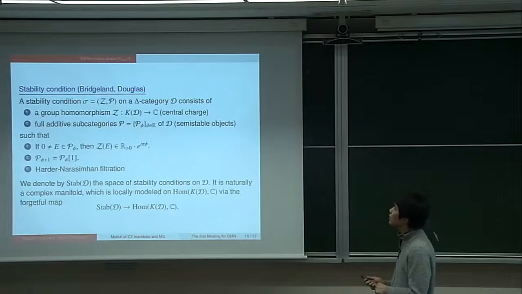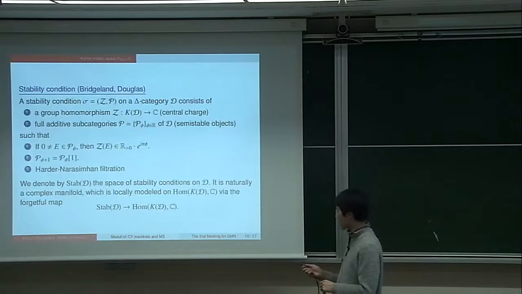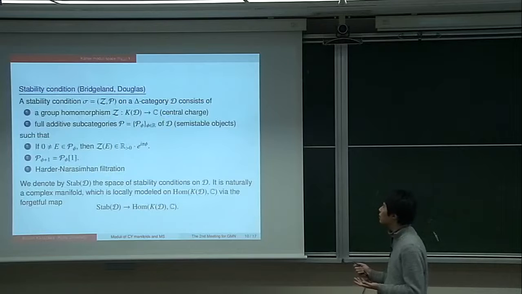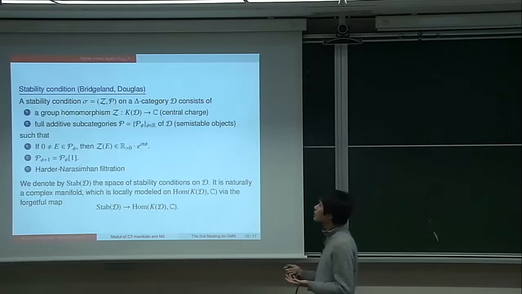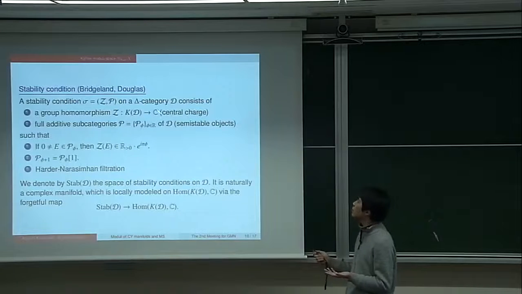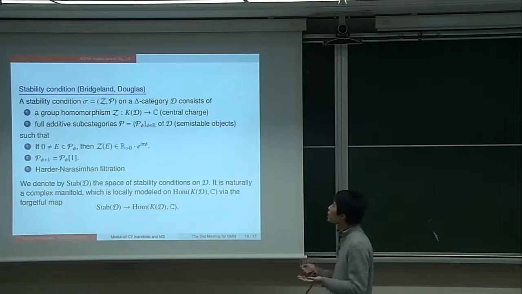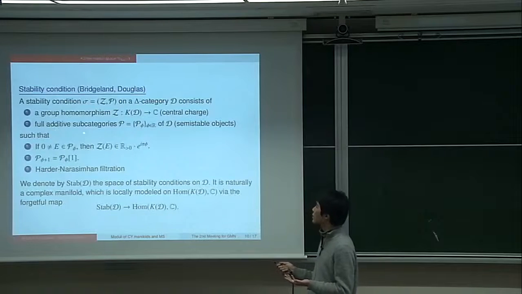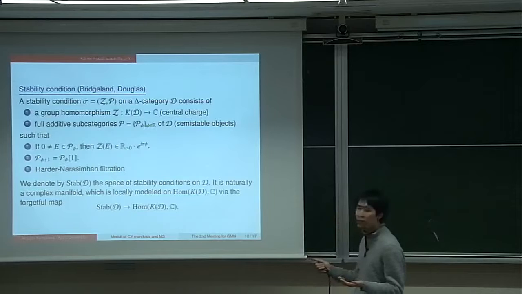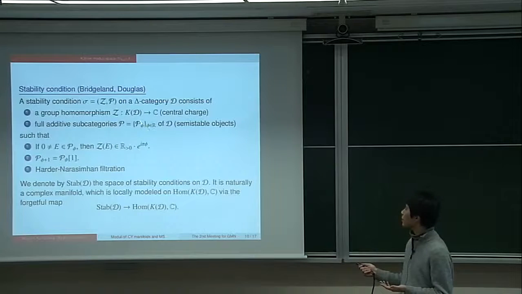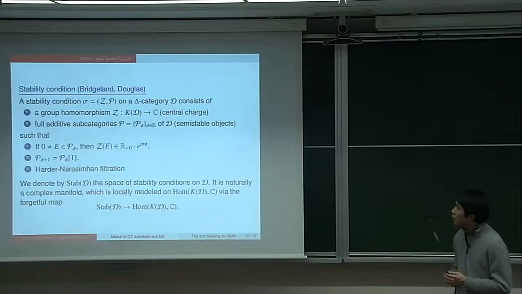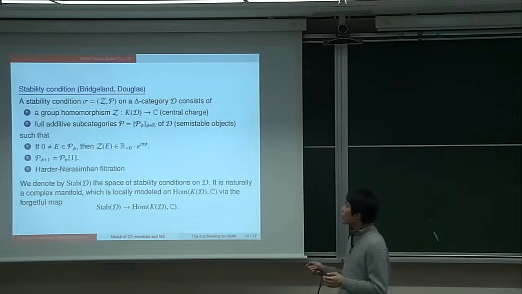So a stability condition on a triangulated category D consists of a pair. It's a group homomorphism from the Grothendieck group of the category to the complex numbers, called the central charge, and a collection of full additive subcategories parameterized by a real number phi, of D. They're called semi-stable objects. And that satisfies certain axioms.